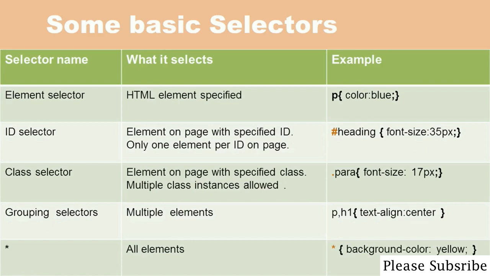We've used the grouping selectors so far in this course, where we selected multiple elements and grouped them together to apply styling, just like I've done here. So that is known as a grouping selector. There's also another selector here, which is represented by the asterisk symbol. What that does is select all the elements. If you want to apply a certain style to all the elements on the page, then you can use the asterisk selector, and that will apply the styling to all the elements in the page.